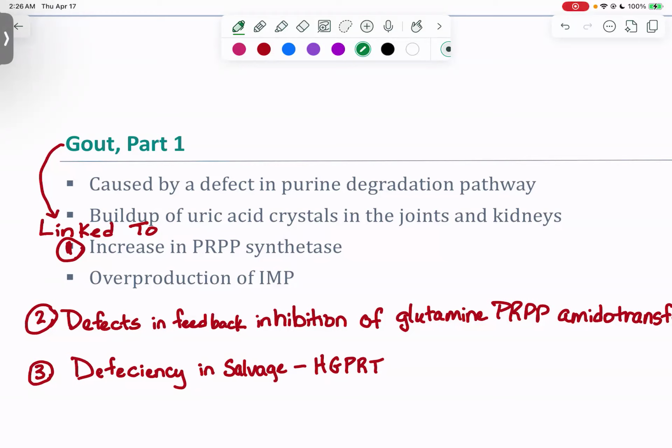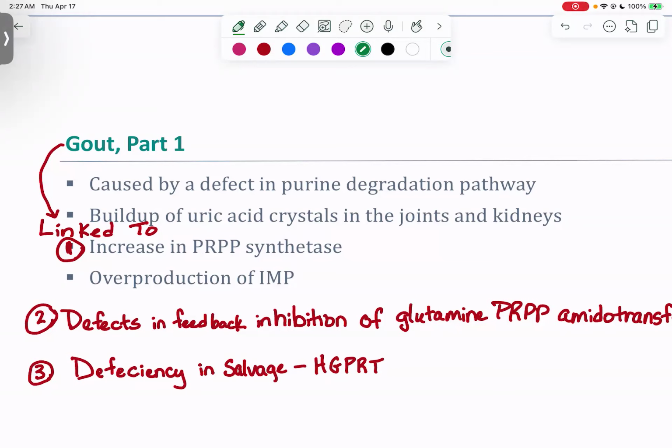Anyway, so gout is an example of a metabolic disease of purine metabolism. And gout's really, really common. It's actually really common down here. And it's a problem in degradation of our purines. And so we know that we're going to degrade our purines into uric acid. So if we have too much uric acid, those uric acid crystals are going to build up, and they build up primarily in synovial fluid in our joints and in the kidneys.